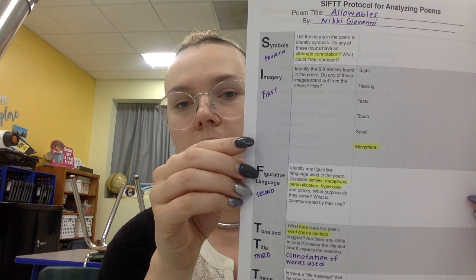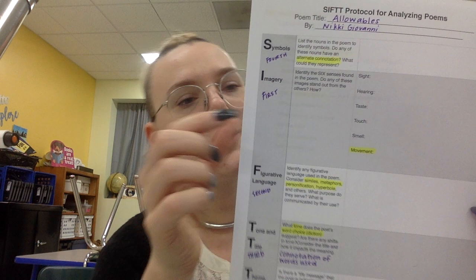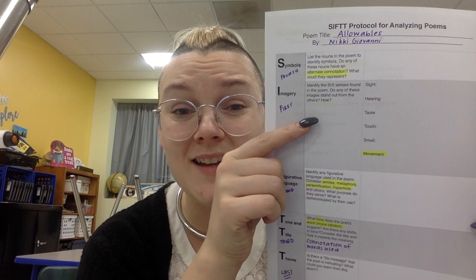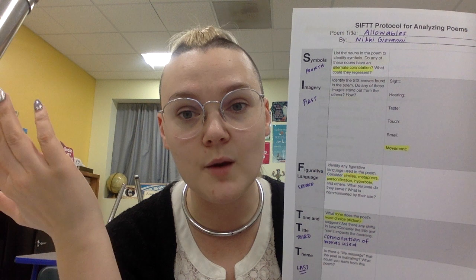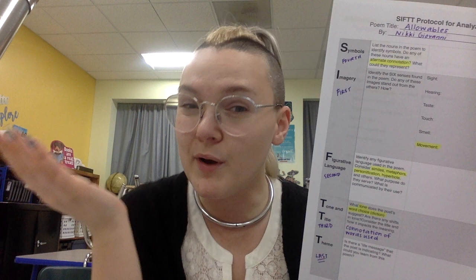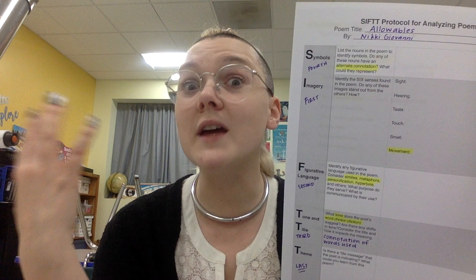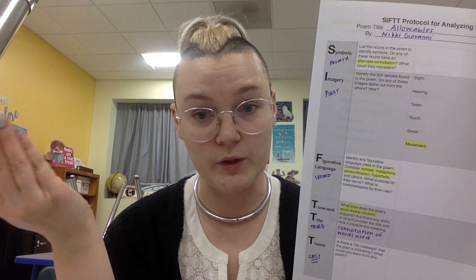You'll notice that in imagery, I highlighted movement, because what you're doing with imagery is identifying the 6 senses found in the poem and thinking about how the images stand out. Now, you're usually used to thinking about 5 senses, but you actually also can sense movement. And in a poem, that is super important. The movement in a piece is really crucial. So I really want you to note to yourself that movement is something you'll be tracking.